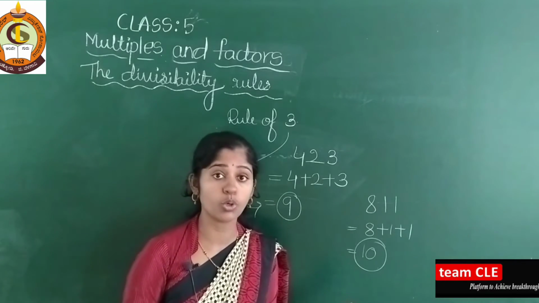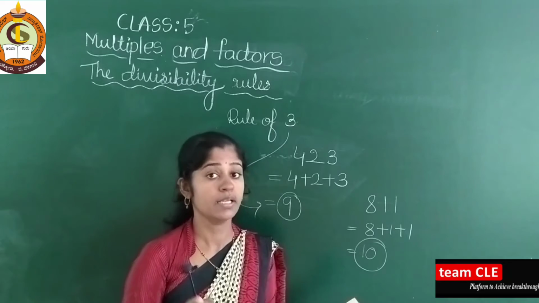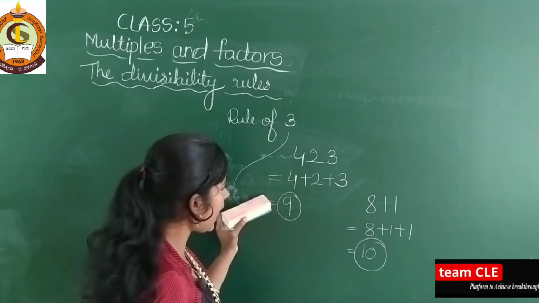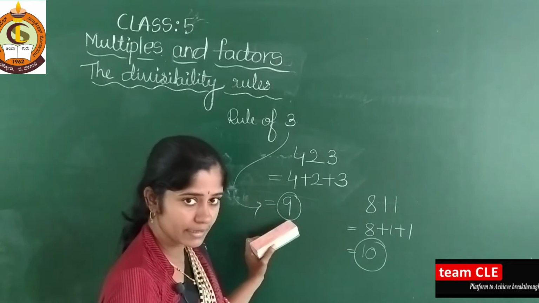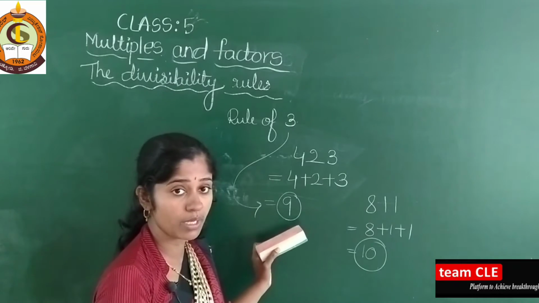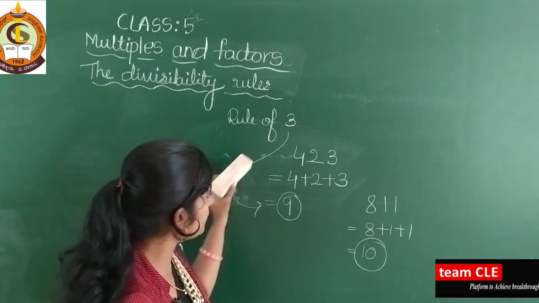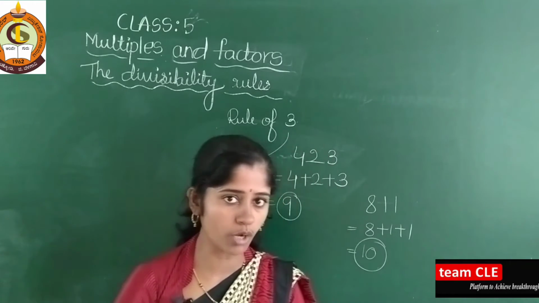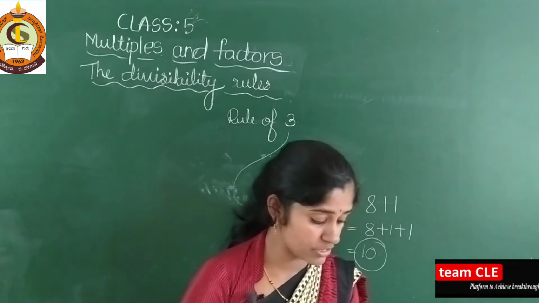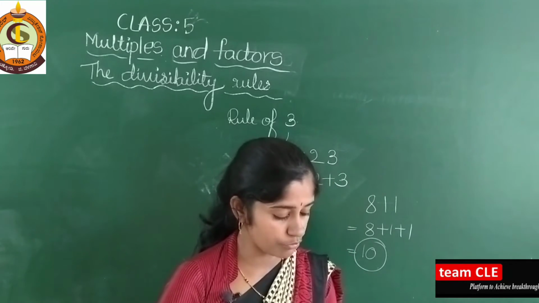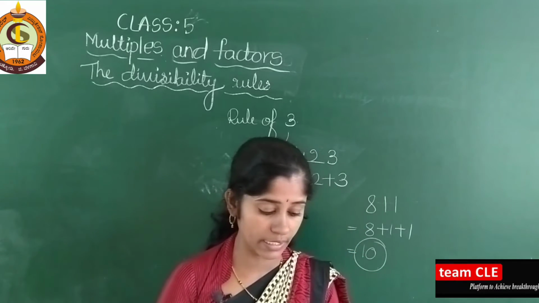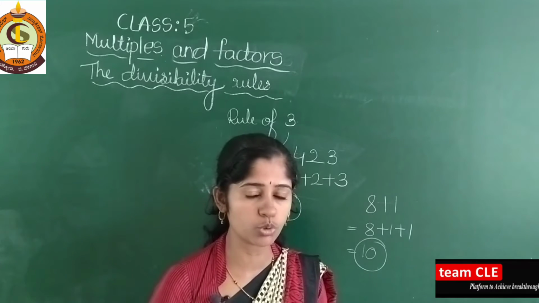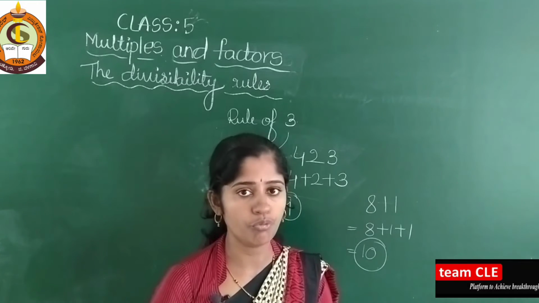If 0, 2, 4, 6, 8 is in the ones place, that number is divisible by 2. And you take the number and add the digits, and if you get 9, or 6, 3, 12, any sum that is in the 3 times table, that number is divisible by 3. So this is the divisibility rule of 3. See here, dear students, you have divisibility rules of 2, 3, 4, 5, 9, 10, 6, 7, 8 and 11. These rules are very important. Once you know them, you come to know whether a number is divisible by which number.